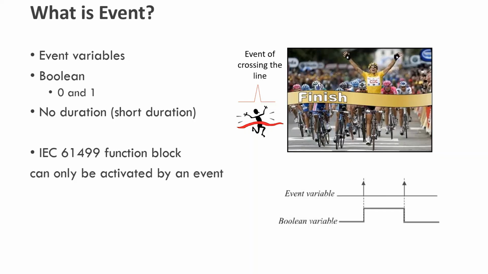Events do not have any duration. It's assumed that an event is a very short occurrence, and during that occurrence the event is represented by a Boolean value of 1, so it can be checked in the conditions in the program. If the event didn't occur, the value will be 0. If the event did occur, the value will be 1.